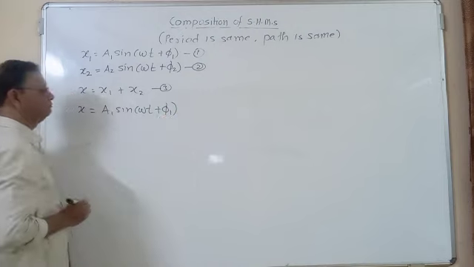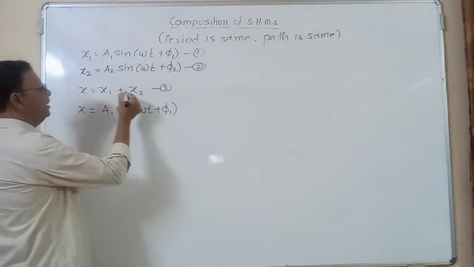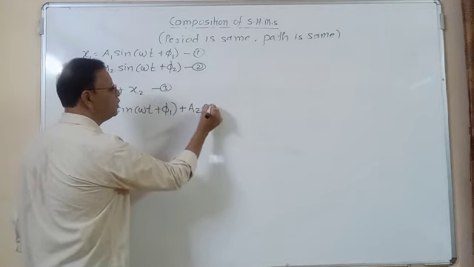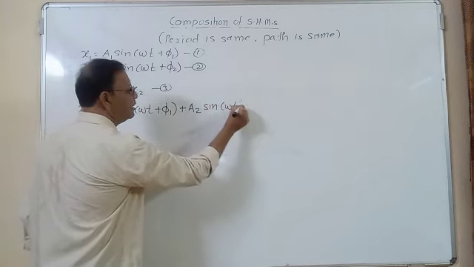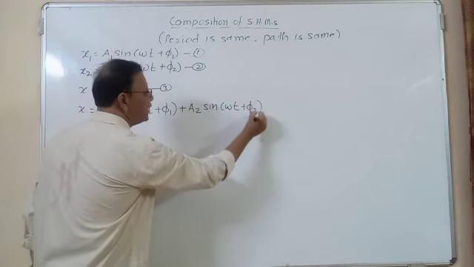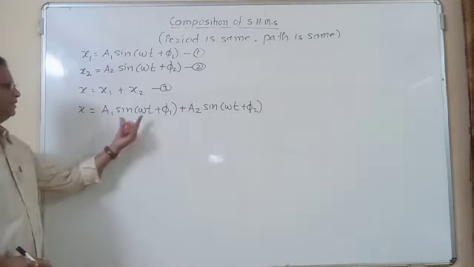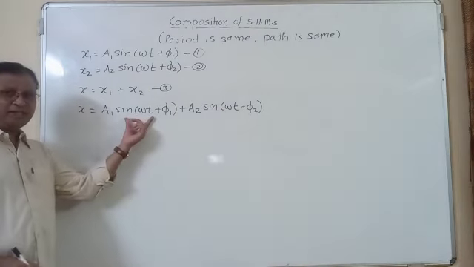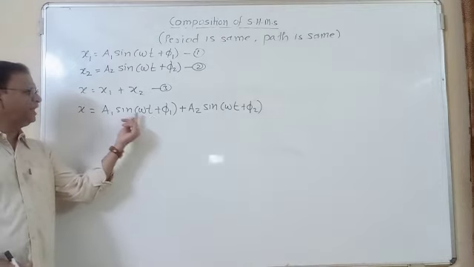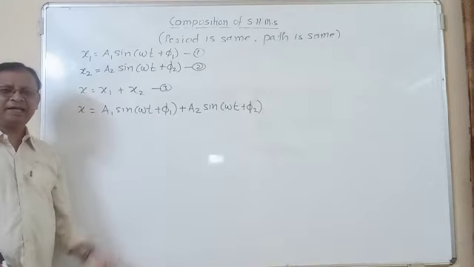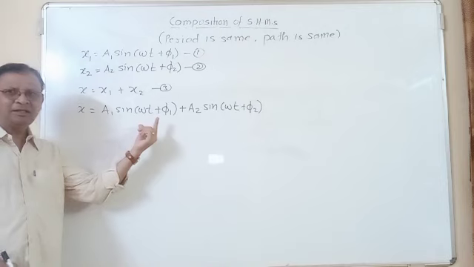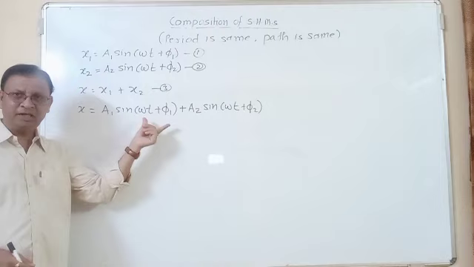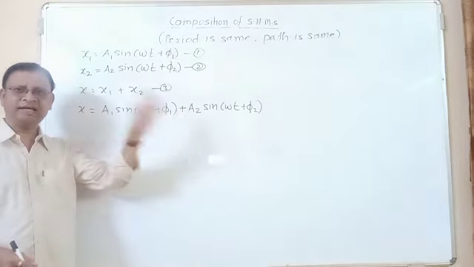x equals x1 plus x2, therefore x equals a1 sin(omega t plus phi1) plus a2 sin(omega t plus phi2). Now we have to use the relation for sin(a plus b). In mathematics you have studied, sin(a plus b) is sin a cos b plus cos a sin b.